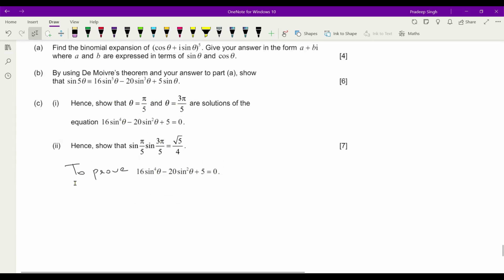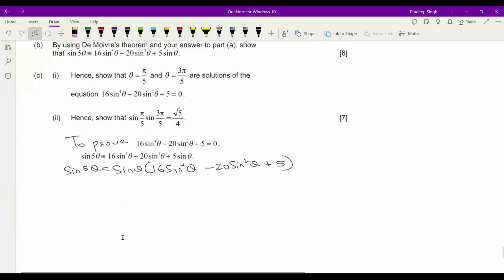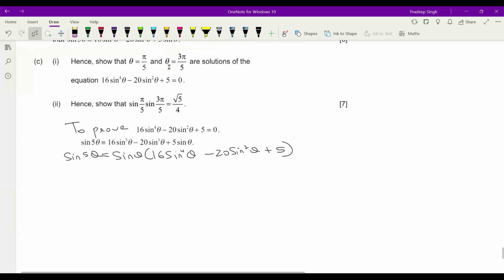In part B, we had found the expression for sine 5 theta as this. Now, as discussed earlier, on the right-hand side, if we take sine theta as common, let's write sine theta, and in the bracket we will get 16 sine 4 theta minus 20 sine squared theta plus 5. And this expression in the bracket is the same one which is given in this equation. And on the left-hand side, we have sine 5 theta. Now, what we are supposed to prove is if you put theta as pi by 5 and 3 pi by 5 in this entire bracket, that should end up to be 0. That is what we are supposed to prove.